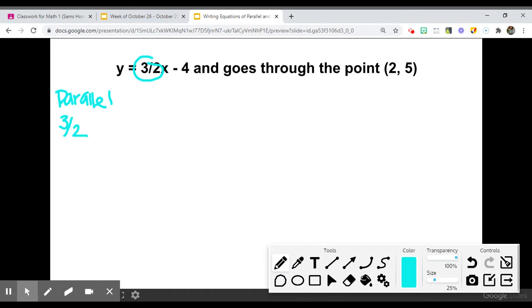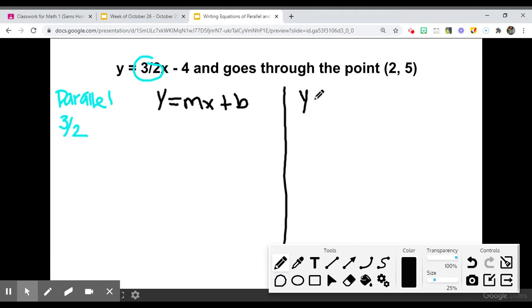I'm going to use two types of equations, and you get to choose which one you want to use. So y is equal to mx plus b, or you can use the point slope format, which is y minus y1 is equal to m times x minus x1. Let's go ahead and jump in.